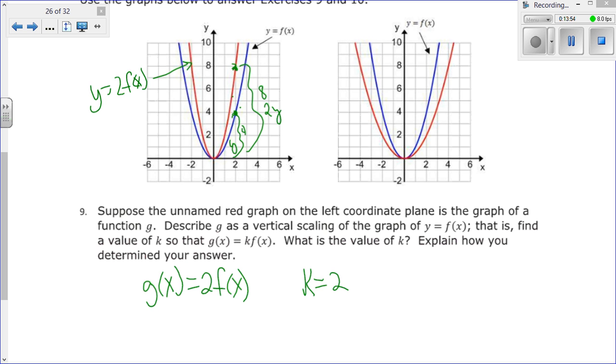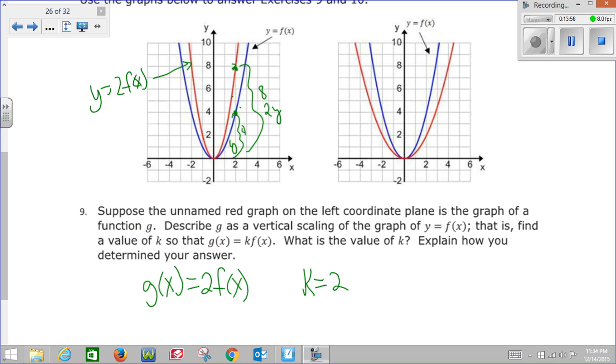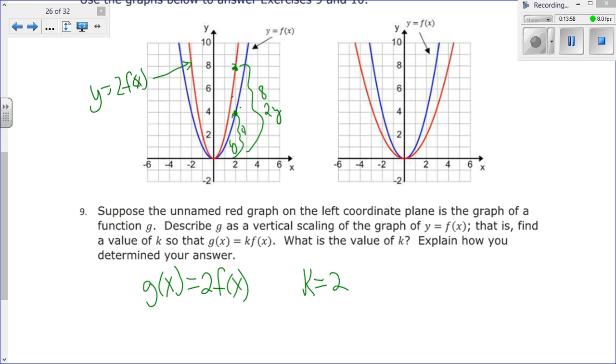Hang on a second. All right, sorry about that. I think I said horizontal scaling instead of vertical. So when I was explaining, let me try that again. The graph of g is a vertical scaling of the graph of f by a factor of 2. Therefore, g of x equals 2 times f of x, we have written down.